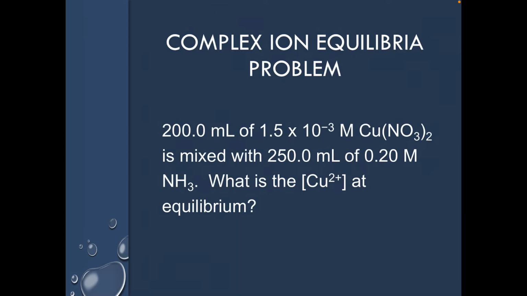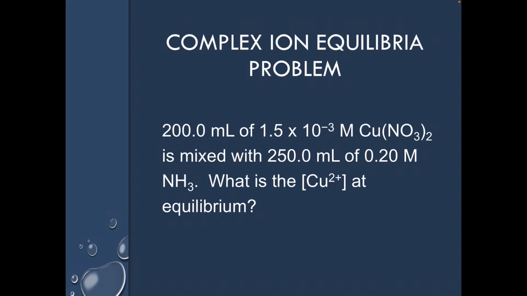Okay, so speaking about problems, let's go ahead and try one out. So this says 200.0 milliliters of 1.5 times 10 to the minus third molar copper nitrate is mixed with 250 milliliters of 0.2 molar ammonia. And I want to know, what is the copper concentration at equilibrium? So the first thing we need to do is figure out what forms. If you were normally writing this reaction, copper nitrate and ammonia, you might go ahead and predict that this would form the copper hydroxide.